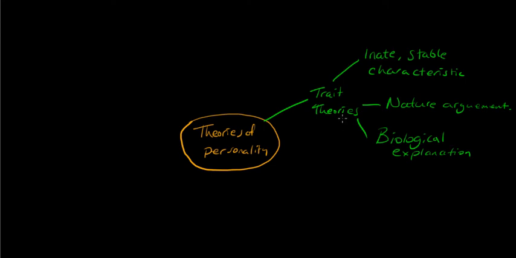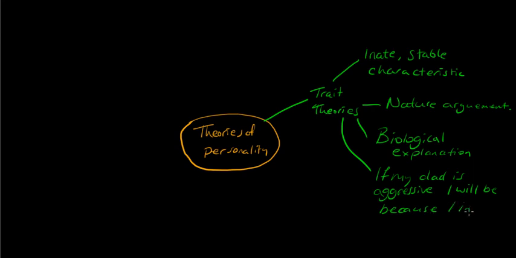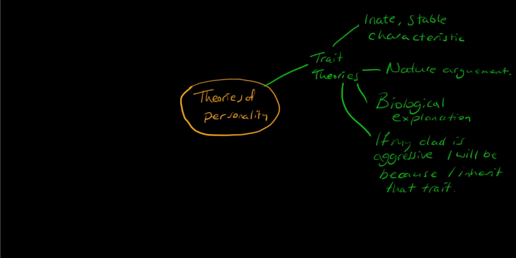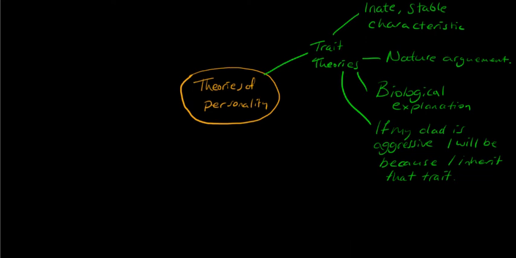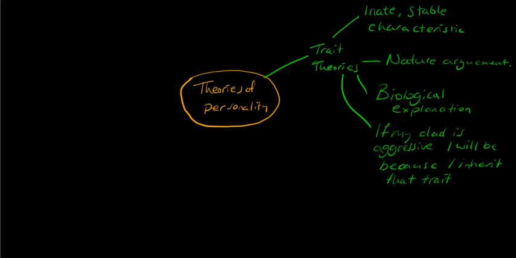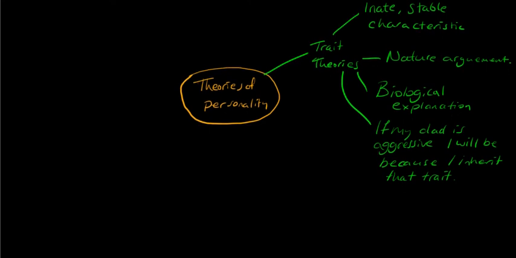So a trait theorist would believe that if my dad is aggressive, I will be. But the important thing is because I inherit that trait. So even if a child is fostered or adopted by someone other than the non-biological parents, a trait theorist might have us believe that the characteristics of the father or the mother are going to be passed down regardless of whether or not the child is brought up that way.